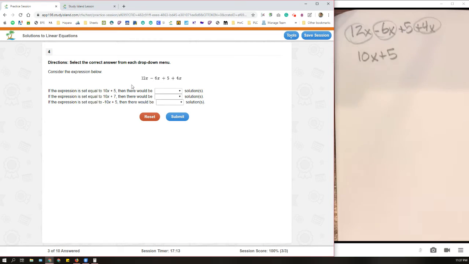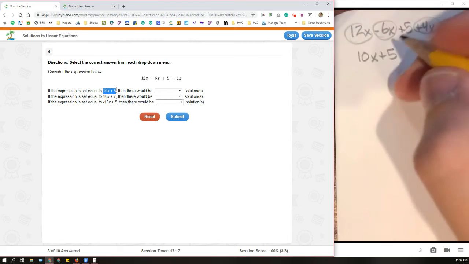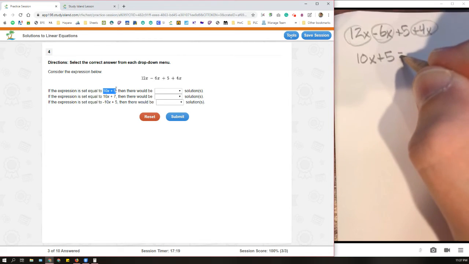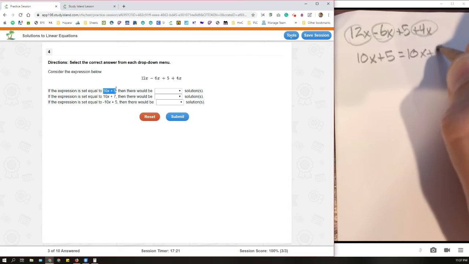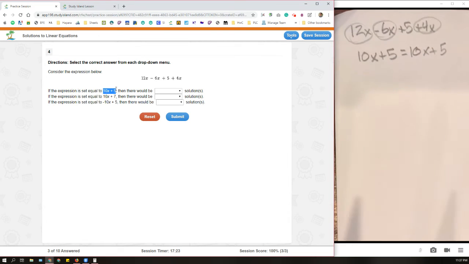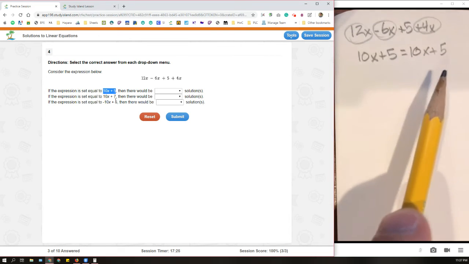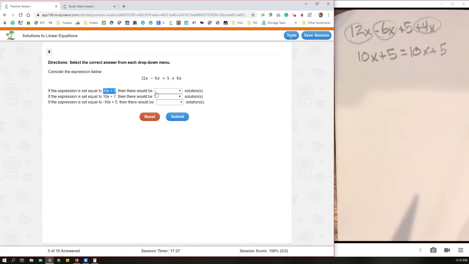Well, you notice right away that this is what it says right here. So our first option would be 10x plus 5 equals 10x plus 5. Those are identical to each other. The x's cancel each other out, and what's left is the same. So no matter what we plug in for x, those two are going to be the same.